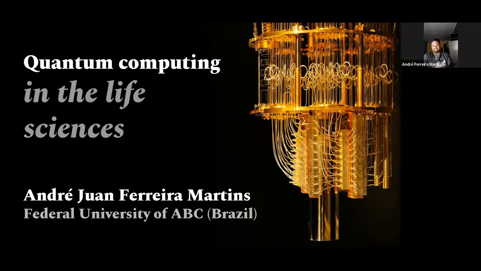So today, as Thiago mentioned, we're talking a little bit about quantum computing. And since we're talking to a research group of very talented people interested in the life sciences, I'll talk to you a little bit about some of the applications, some of the potential of this new technology for the life sciences specifically. But of course, since it's a somewhat different subject, I will first give you a gentle introduction to the field. I'll tell you a little bit about what quantum computing is, how it is different from conventional computing, and then we can move on to these very interesting applications.